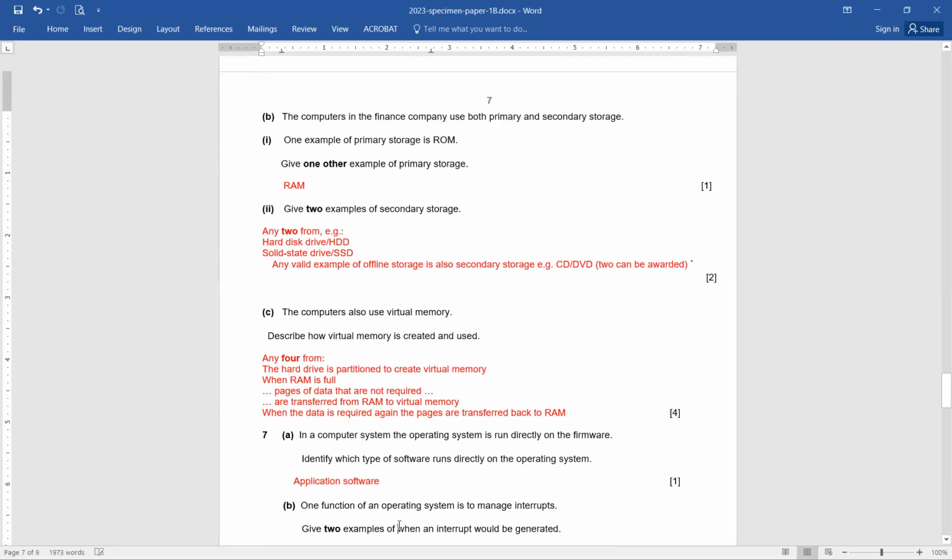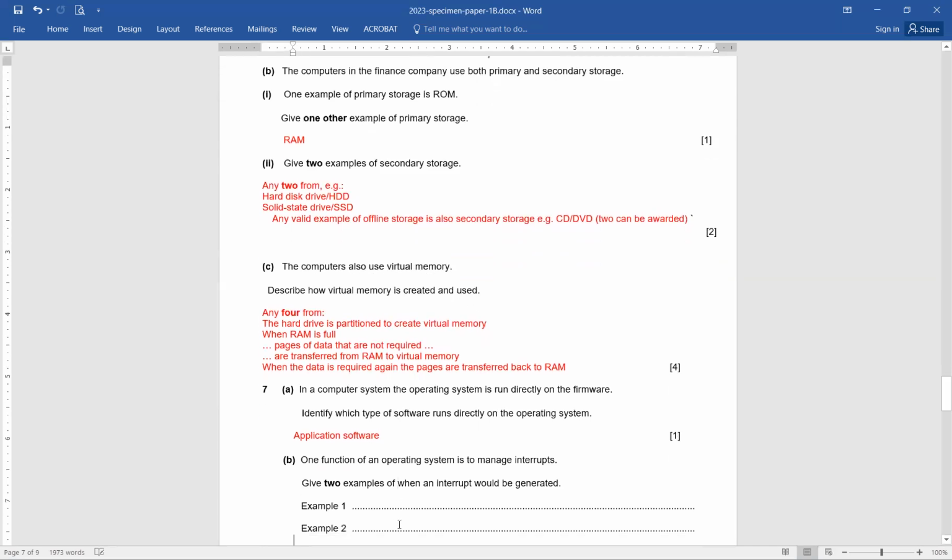Question number 7. In a computer system, the operating system is run directly on the firmware. Identify which type of software runs directly on the operating system. Application software. So simple. One function of an operating system is to manage interrupts. Give 2 examples of when an interrupt would be generated.